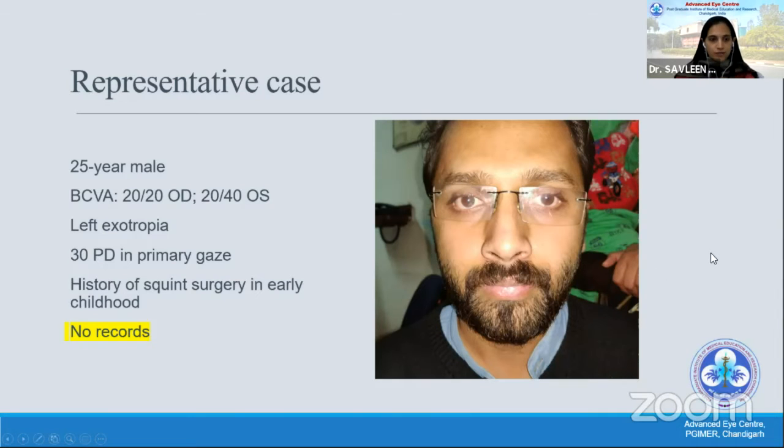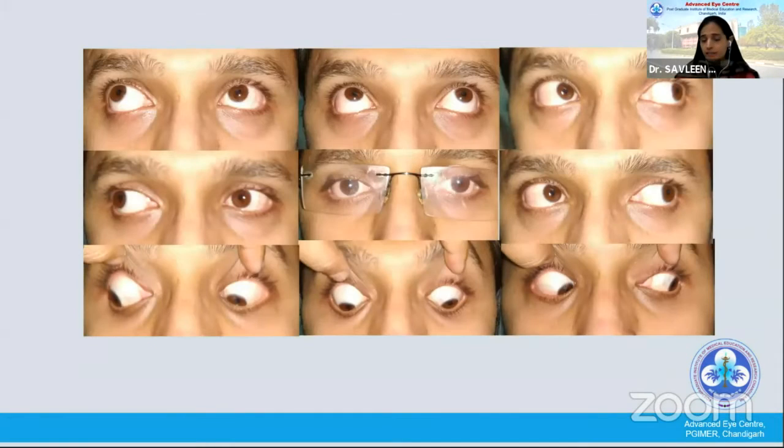presented with a left exotropia of 30 prism diopters. He had a history of squint surgery, but did not have any records as to what surgery was done and which eye was operated upon. Now, in situations like this, we see the extraocular motility, which is almost equal in both eyes. We do see some scarring on the left eye.